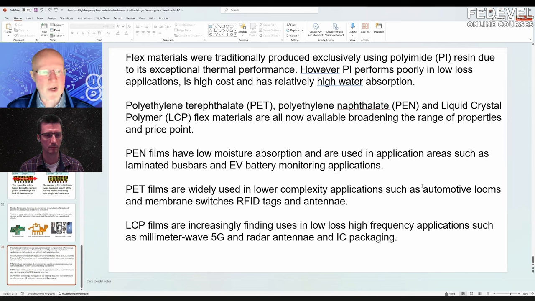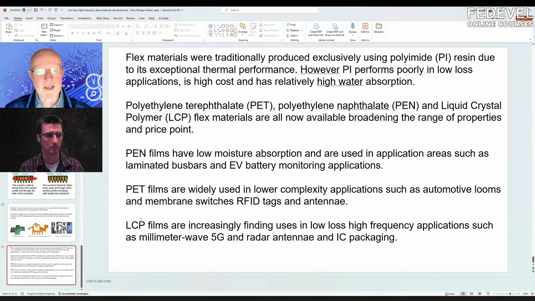But automotive looms is quite interesting. For standard wiring looms that are not going to see any particular excursions of temperature, PET films can be quite widely used. There are also applications in aircraft, which are being thought of as well, to try and make the wiring looms flat rather than made from round wires.